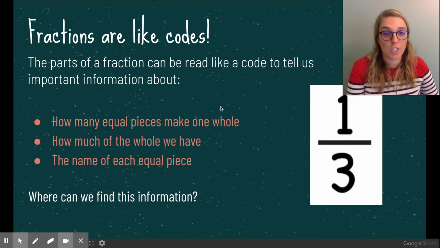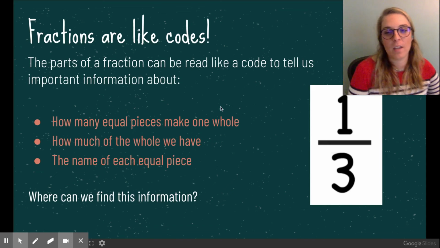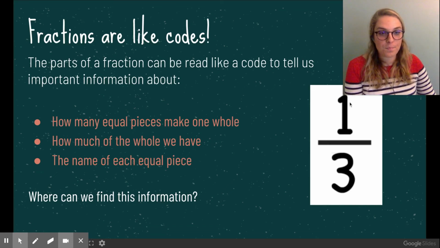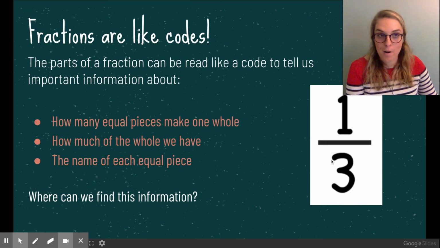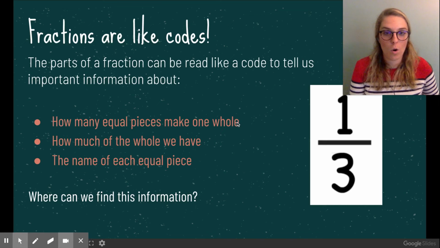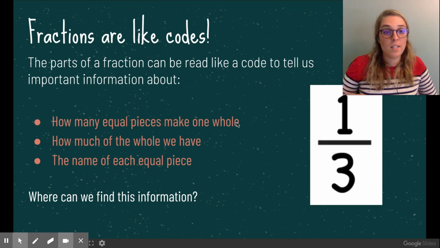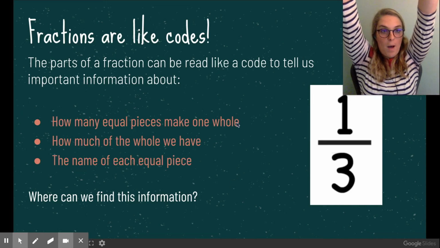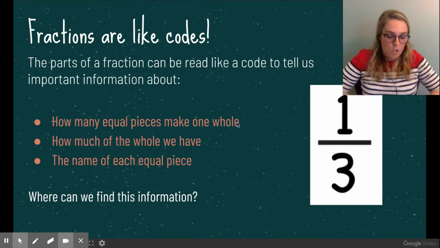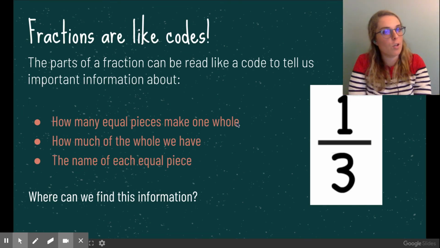Let's look at this fraction here. I'm not going to say it because I really want to make the point. Does the digit on top or the digit on the bottom tell us how many equal pieces make one whole? If you think it's the digit on the top, I want you to raise your hands to the sky. If you think it's the digit on the bottom, if you think it's the 3, put your hands under whatever surface you're using, under the table, under the desk. In my case, I'm using a desk.